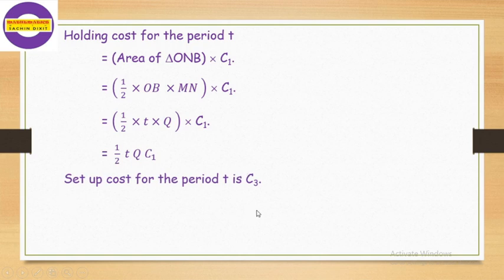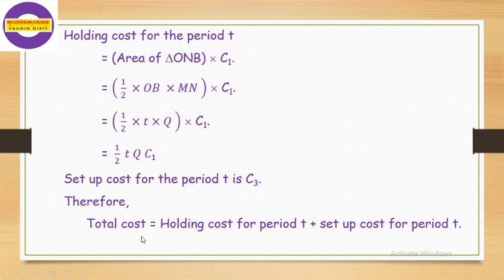The setup cost for the period T is C3. Therefore, the total cost is holding cost for period T plus setup cost for period T. Total it will be 1 by 2 TQC1 plus C3. There is no shortage cost for this model, so no C2, only C1 and C3.